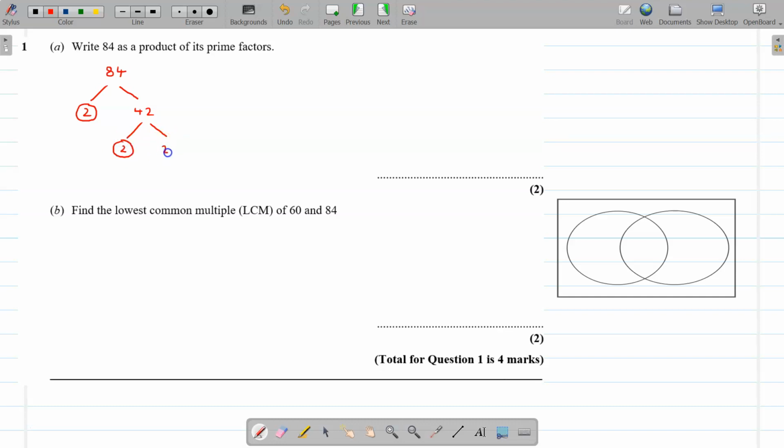2 and 21. If it's prime, circle it. If not, carry on. 21 is 7 and 3. Both prime numbers, and that's the end of the factorization. What we do now is write them in a list with multiplication signs. We can either say 2 times 2 times 3 times 7, or we can have 2 squared times 3 times 7.